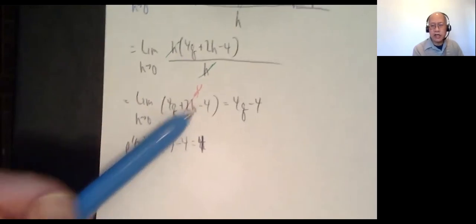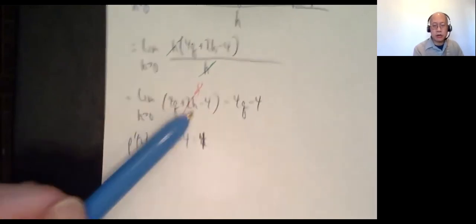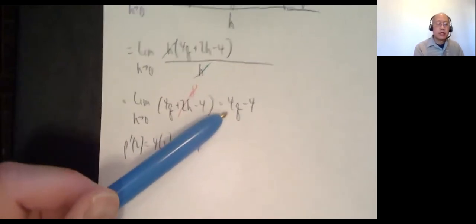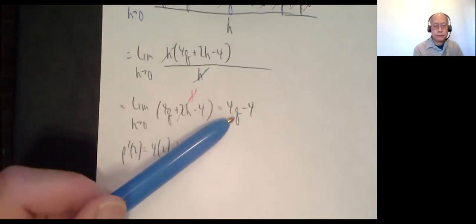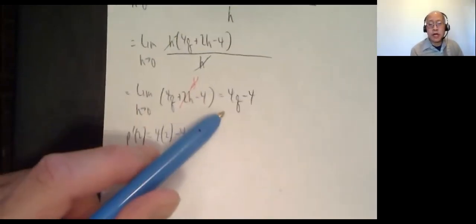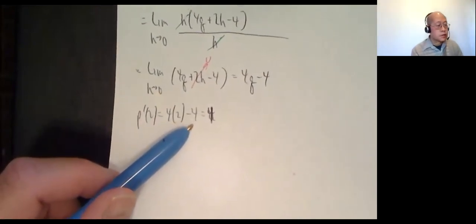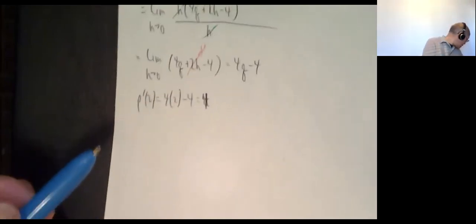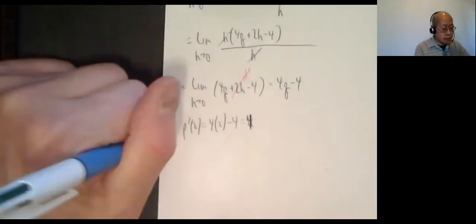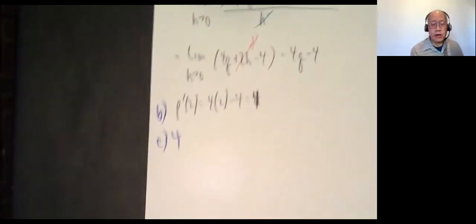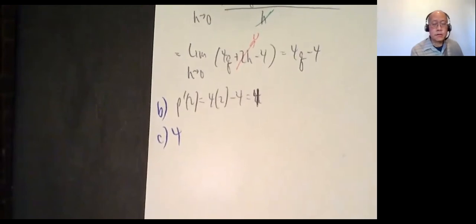But in case you're wondering, how did you get rid of that? You say, oh yeah, I'm plugging in H as 0. Put a 0 there. 2 times 0 is 0. So I have 4Q minus 4. So the derivative function is 4Q minus 4. Okay, now they tell me to plug in 2. So plug in 2. 4 times 2 minus 4 is 4. So the answer to B is 4, and that makes the answer to C automatically 4. I should have put it down. So B is 4 and C is automatically 4. No need to compute again. We already have it.